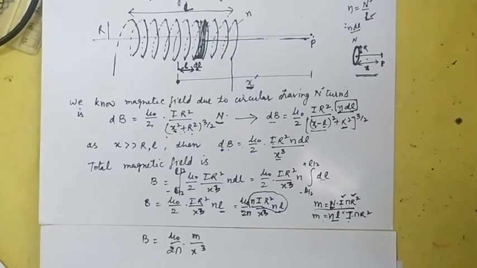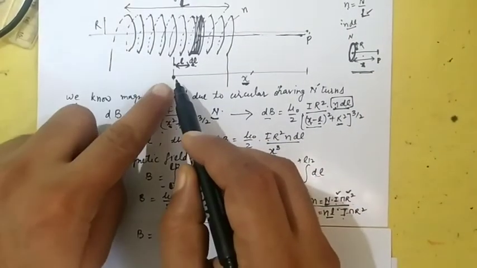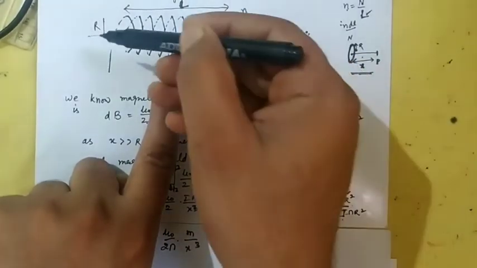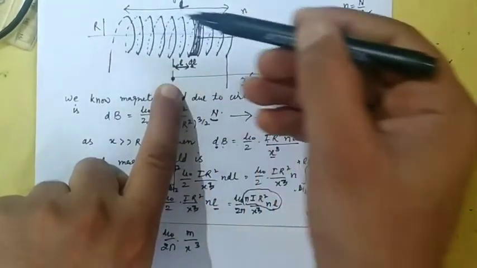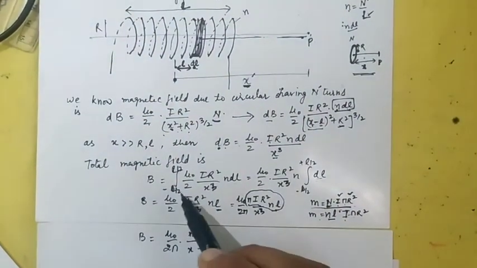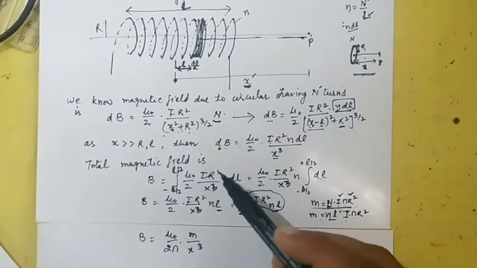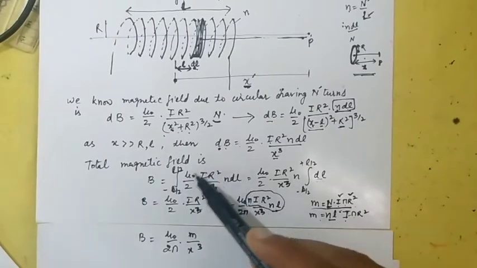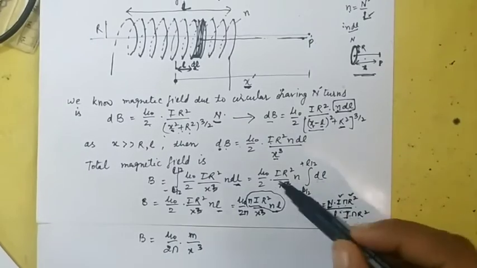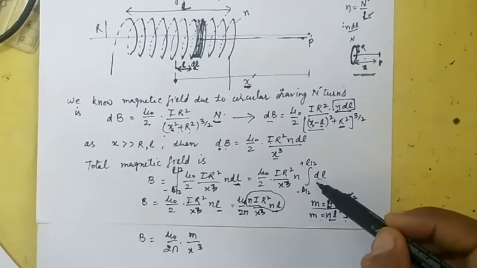You want to calculate the total magnetic field. So you are sitting here, and you have to calculate the total magnetic field because of this whole set of loops. So you have to move from minus L by 2 to plus L by 2, so your integration will be from minus L by 2 to L by 2. Others are the same as this factor. Whatever things are constant, I will take outside. Only dl is left, all others are constant, so I take them outside. That is mu naught upon 2 I r square divided by x cube, into n, and integration of dl.